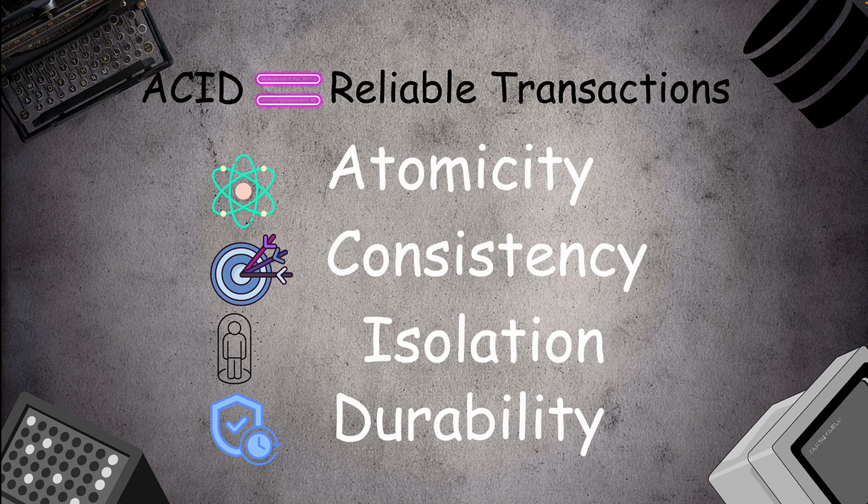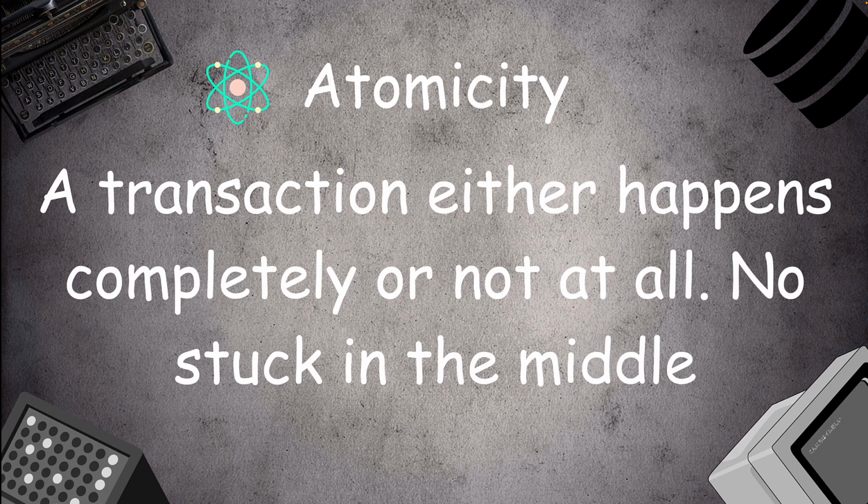Last but not least, the ACID properties. ACID stands for atomicity, consistency, isolation, and durability. ACID properties mean reliable transactions. Relational databases guarantee data integrity and reliability through something called ACID. The first one, atomicity. Atomicity means that a database transaction either happens entirely and successfully or not at all.